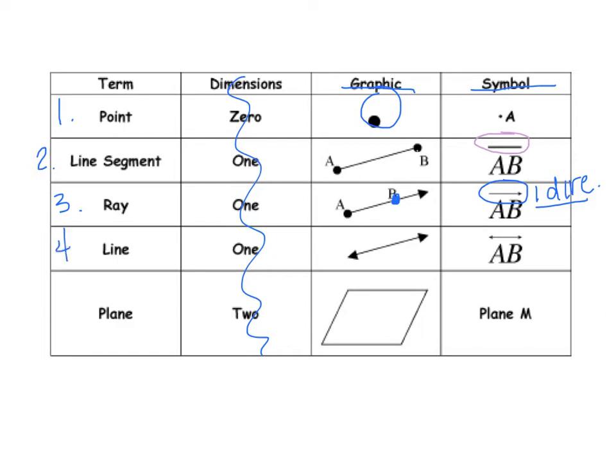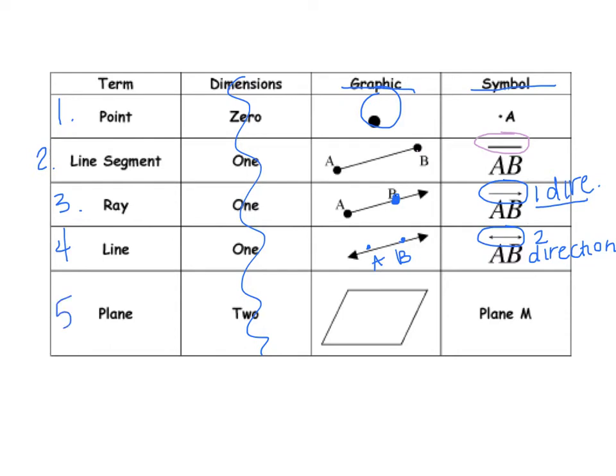The fourth one you want to get down is line. Now we can still put our points in between here of A and B, but we're showing a continued direction in 2 directions, so in both ways. And notice again that symbol above the point AB is now a line with 2 arrows.